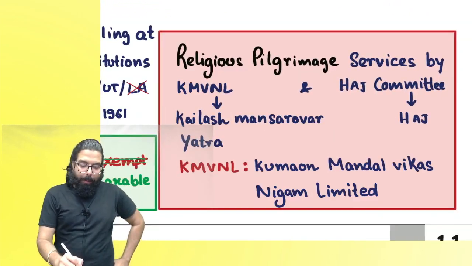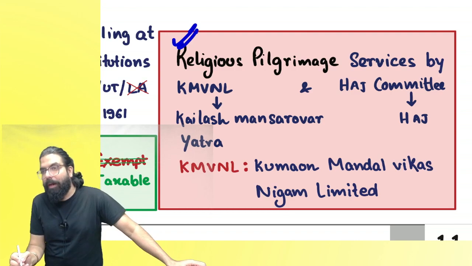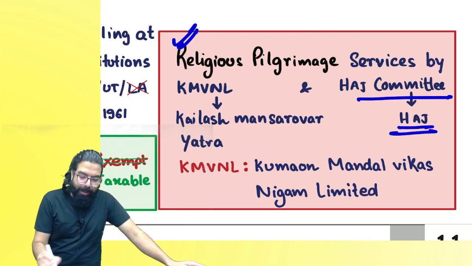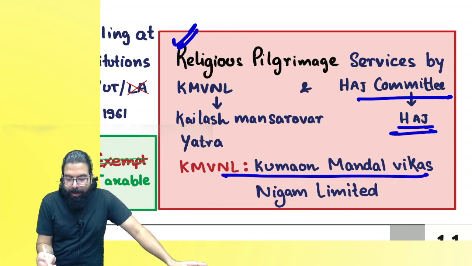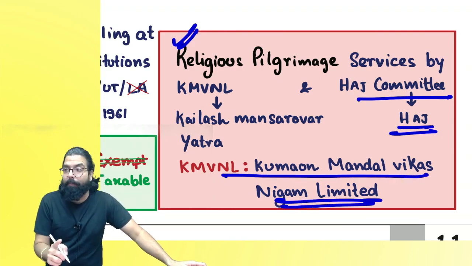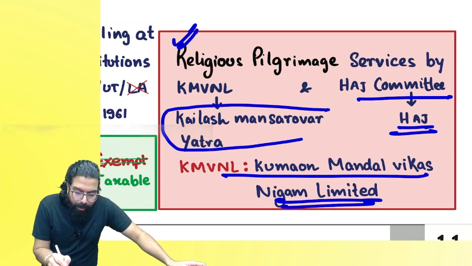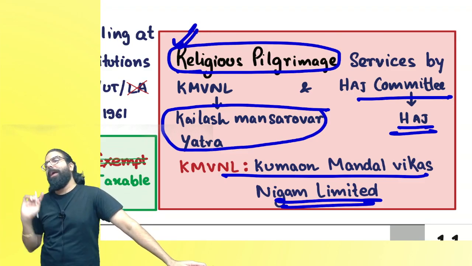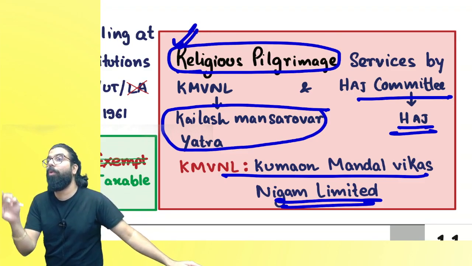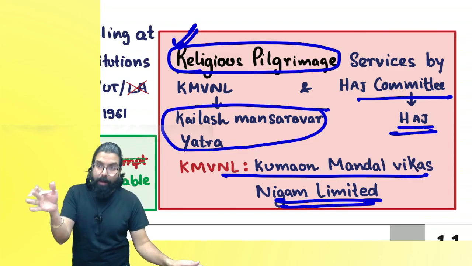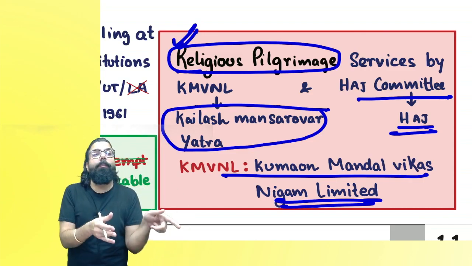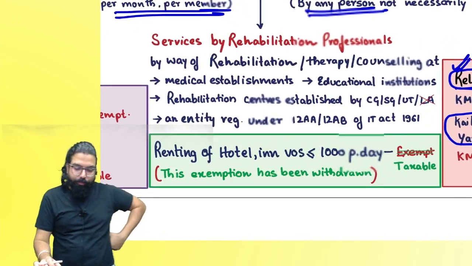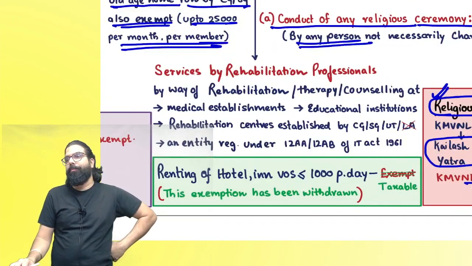Everyone over here now. For the Hindus, the Kailash Mansarovar Yatra, and for the Muslims, the Hajj, which is being organized by whom? Hajj Committee. And for Hindus, Kumaon Mandal Vikas Nigam Limited, KMVNL, organizes the Kailash Mansarovar Yatra. Both the religious pilgrimages will always be exempt. But it should be organized by whom? Hajj Committee for Hajj, and KMVNL for the Kailash Mansarovar Yatra. Are we clear, everyone? Can I go ahead? Everyone over here now. Now, everyone listen.